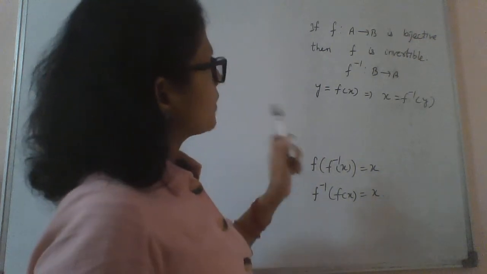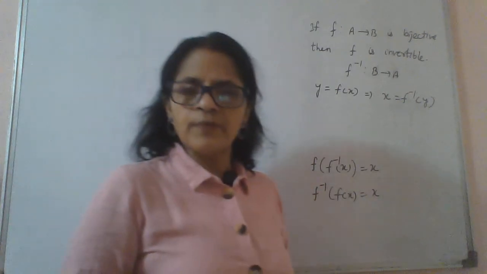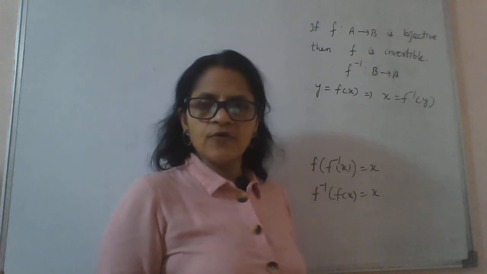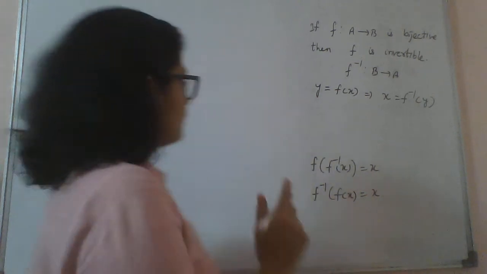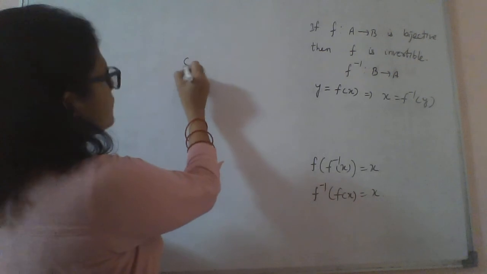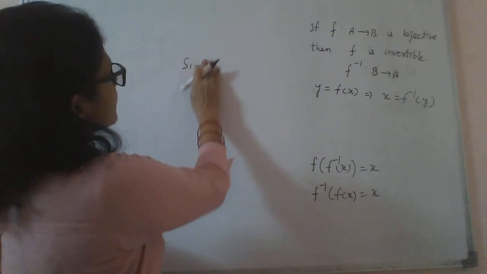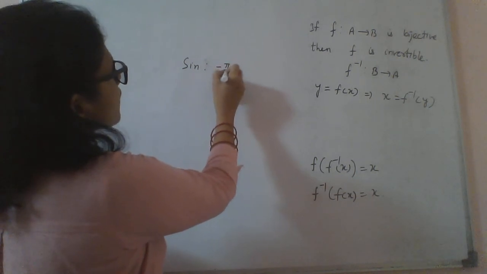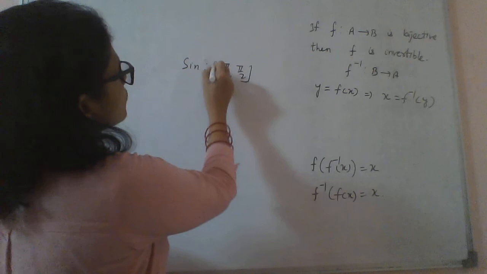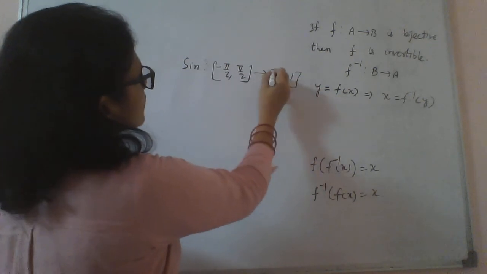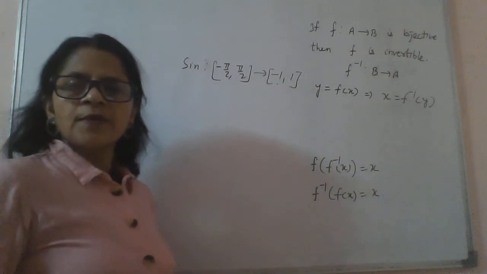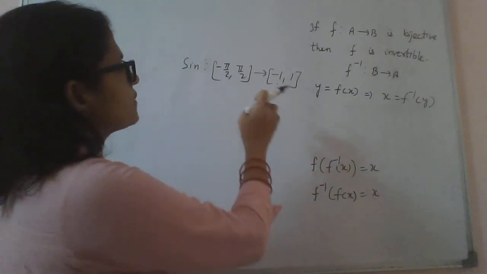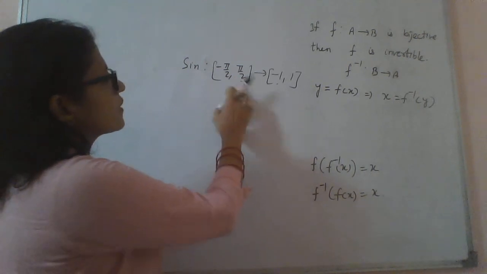So basically, to make them invertible we have to restrict the domain, and specifically the domain, because range and codomain are already equal in all the cases. For example, if I write sine x as a function from minus pi by 2 to pi by 2 to minus 1 to 1, so instead of taking the whole real number, if I take sine as a function like this, it means I am making it invertible, right?